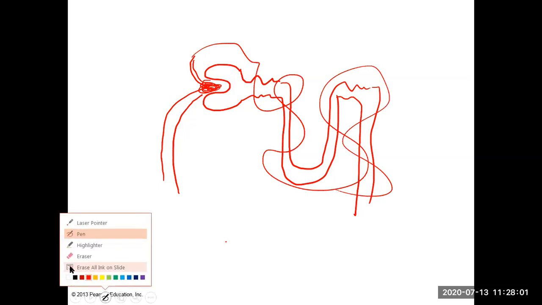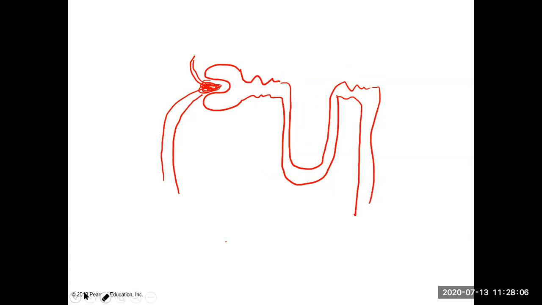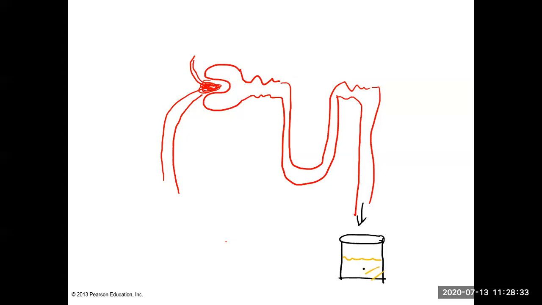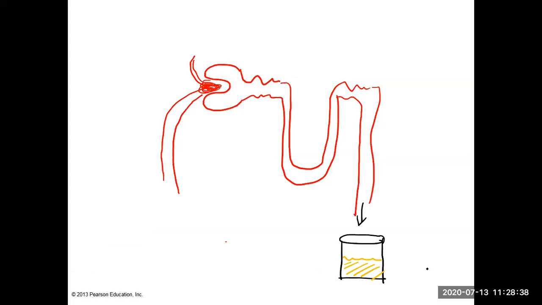So I just wanted to go over a few things on the abnormality of the urine. Ultimately this part is going to go to the minor, major calyx, and then finally the renal pelvis and urinary bladder, and comes out from the urethra. So let's say you collected a sample when the patient is urinating. Now you have the urine. If you analyze this, you might see some abnormalities.